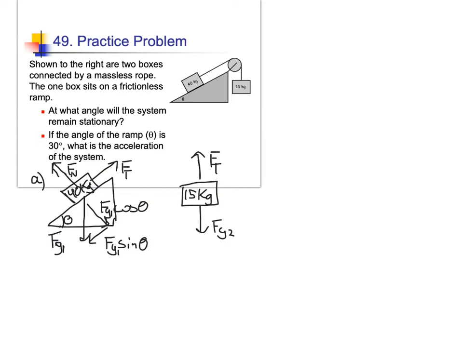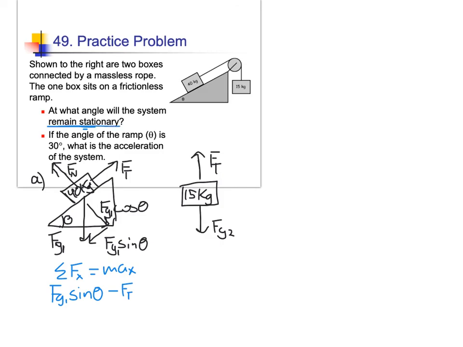Okay, I really only care about the x direction here, so that's the only one I'm going to set up. I could set up my y, but there's no friction, and I'm really just worried about it not moving up or down the incline, so that's purely an x thing in this situation. So for the box on the incline, the sum of the forces in the x is equal to max. So I'm going to have Fg1 sine of theta minus Ft, and I'm told the system is going to remain stationary, and so that means that this entire side here actually is 0.